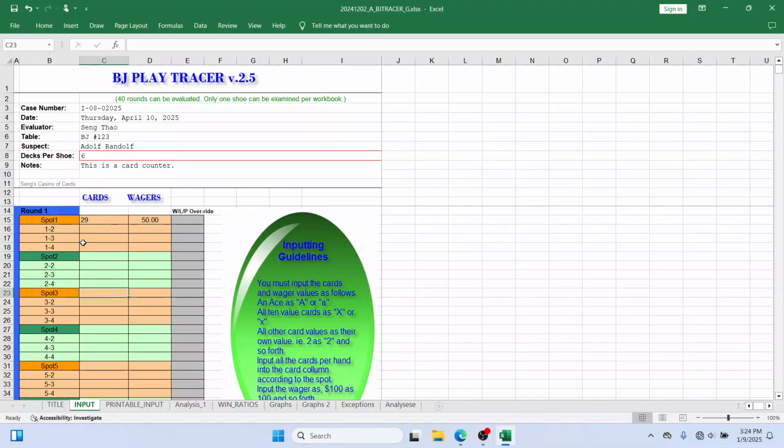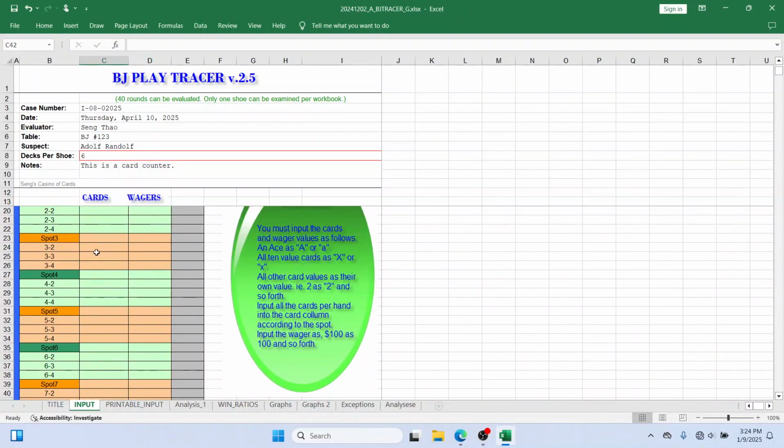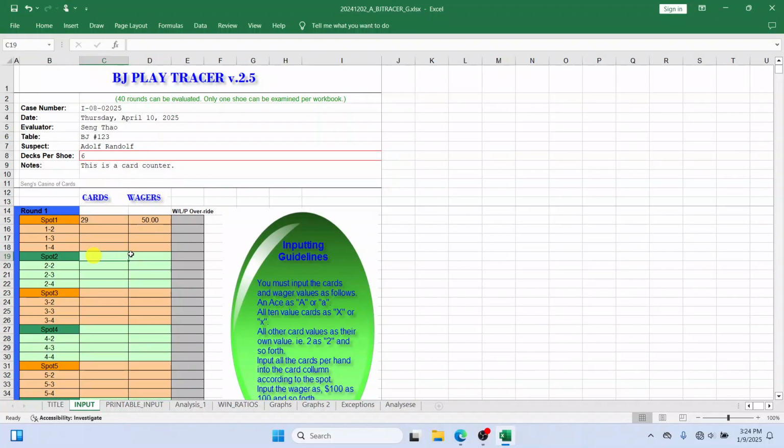So round 1, I only have 1 player, wager $50. Now if, for example, I'll go back here a little bit, spot 2 here received the 2 8s and their initial wager was $20, I will put $20 here. When they split that hand and they get new values for their cards here, they added more wagers to this. So that's how you would input them.